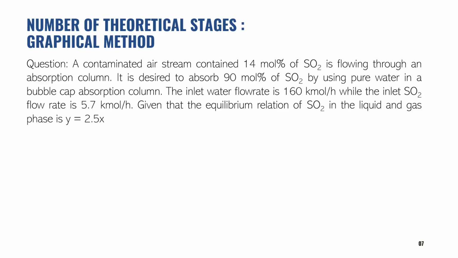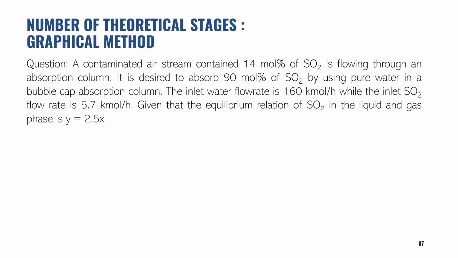Contaminated air stream, containing 14% of SO2, is flowing through an absorption column. It is desired to absorb 90% of SO2 by using pure water in a bubble cap absorption column. The inlet water flow rate is 160 kmol per hour, while the inlet SO2 flow rate is 5.7 kmol per hour. Given that the equilibrium relation of SO2 in the liquid and gas phase is Y equals to 2.5X.